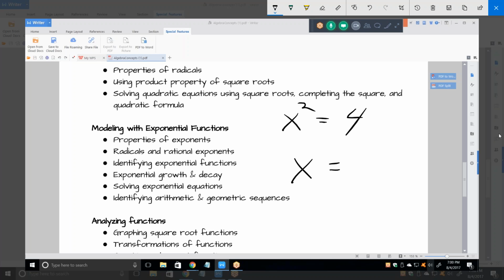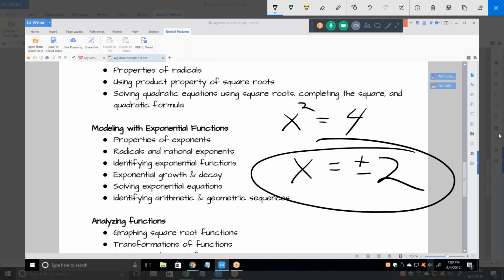It would be 2. Plus or minus 2. And those are two different answers. When I write that, that means there's two answers. There's x equal 2 and there's x equal minus 2. So if you write x equal 2, you're omitting half of the answers. You'll lose half credit on any test.